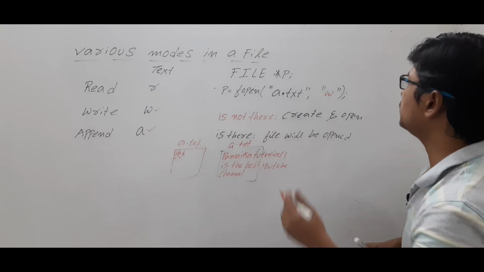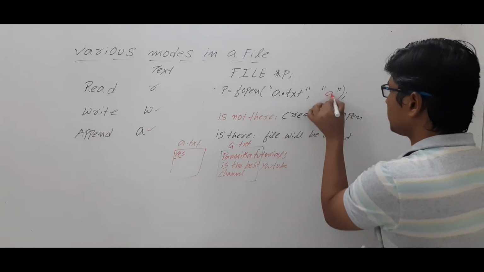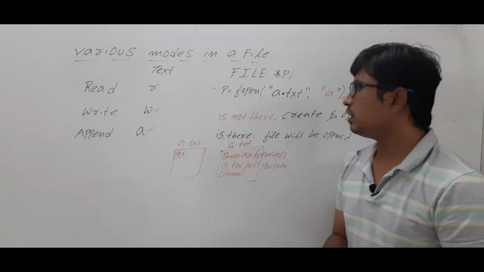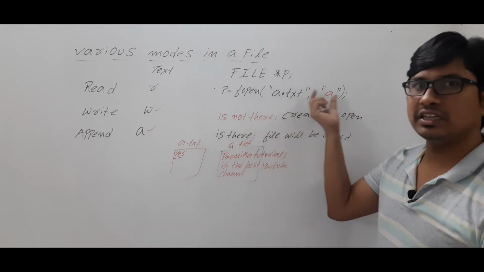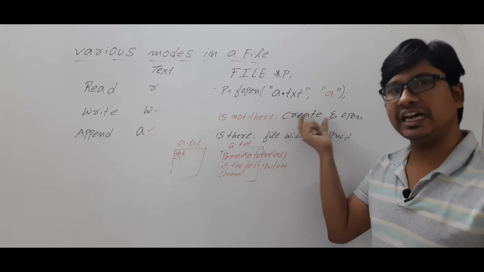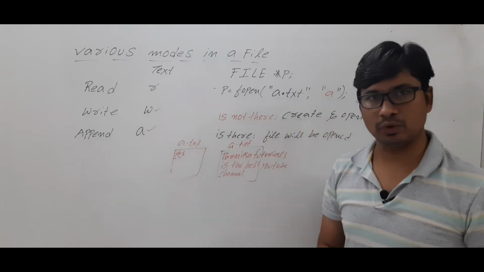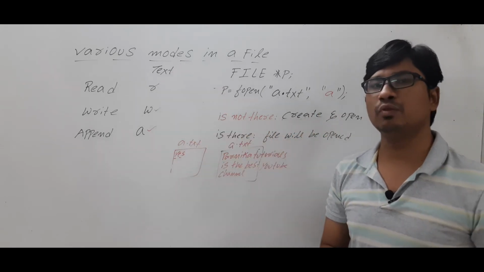Okay, then you can specify it as A, which is append mode. Now if the file is not there as a.txt in the append mode, then it will create and open the file, same as in the write mode. Whereas in the read mode, it will return the value null.